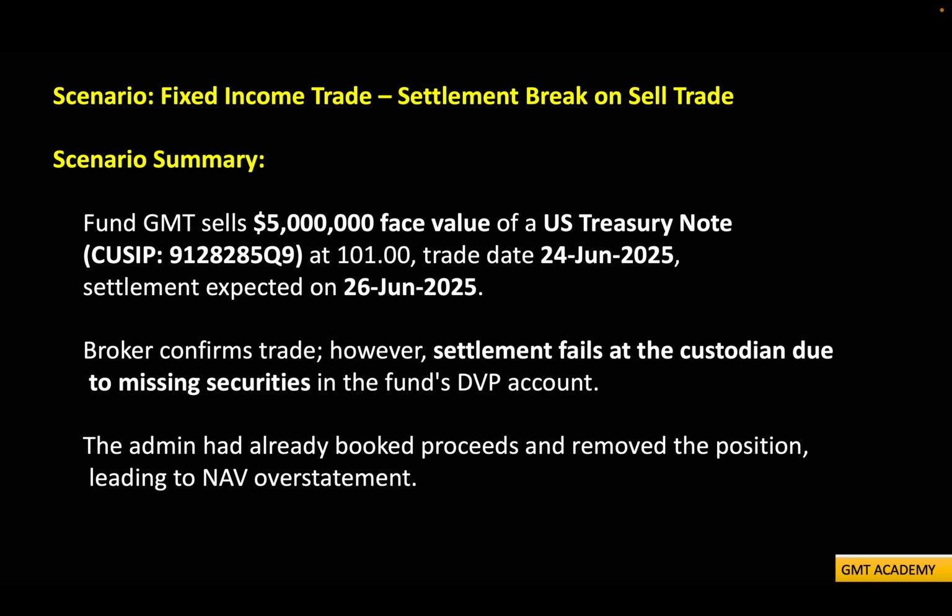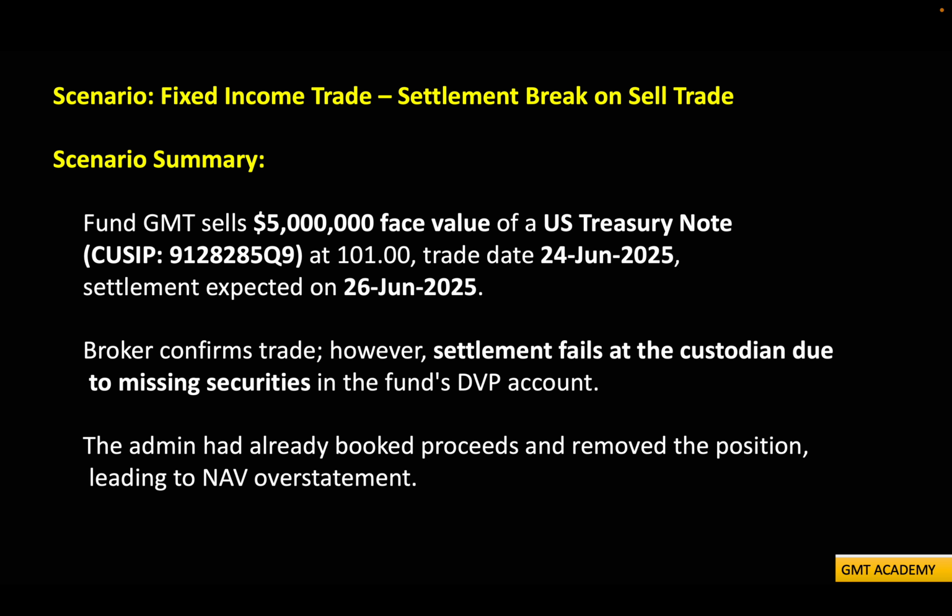So what is the scenario in a settlement case? The real example I want to give is a sale of around $50 lakh face value of a US Treasury note with a CUSIP, at price 101. Trade date is 24 June 2025, settlement expected 26 June 2025, and the broker confirmed the trade. However, the settlement failed at the custodian due to a missing security in the fund's DVP account. DVP's full form is delivery versus payment, an account between the custodian and the fund.